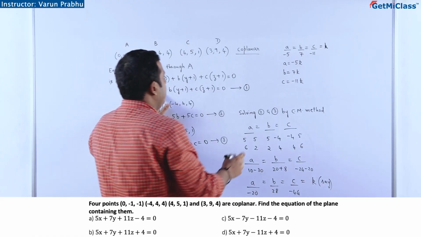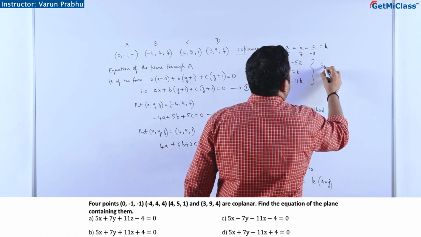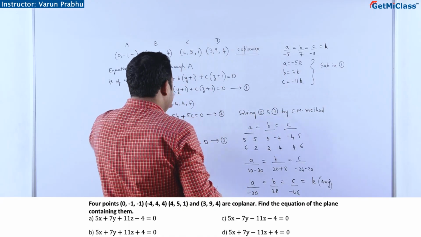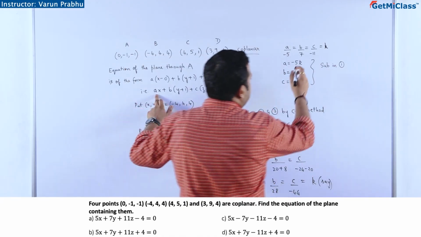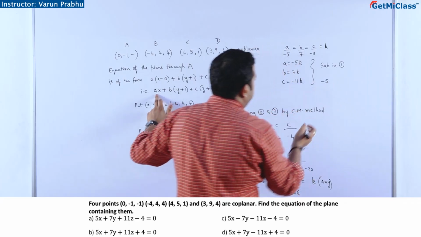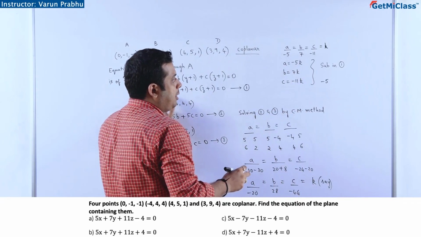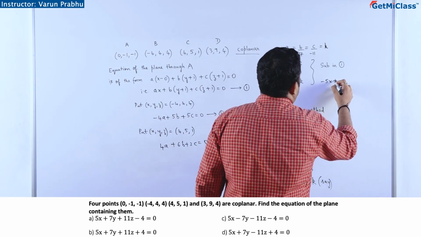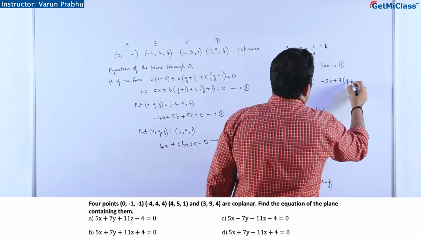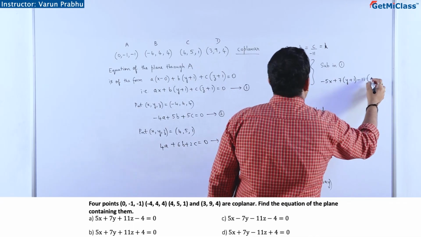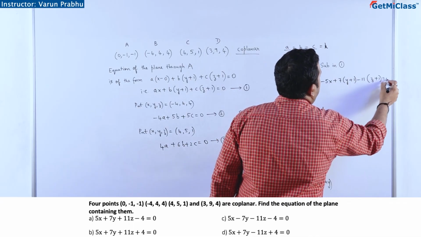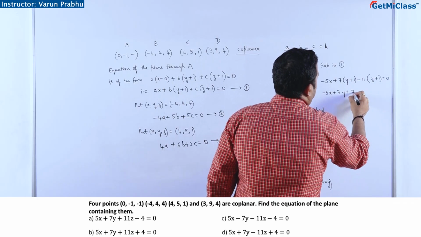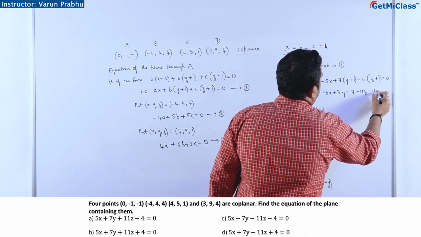If you substitute that value in equation number 1, what do you get? A is nothing but minus 5K. K everywhere will be common, so it's as good as not writing it. Minus 5x plus 7 times y plus 1 minus 11 times z plus 1, that is equal to 0. Minus 5x plus 7y plus 7 minus 11z minus 11, that is equal to 0.